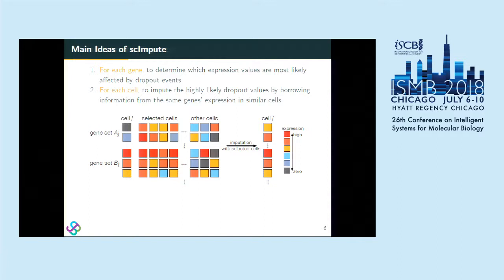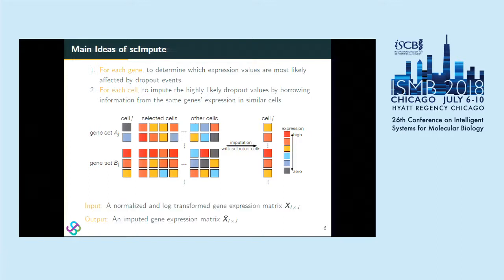For example, if we want to impute the gene expression in cell J, we first divide its genes into two sets, set A_J and set B_J. A_J represents the genes that are highly likely dropouts, and genes in B_J are accurately measured. Then based on set B_J, we find the similar cells of cell J and impute the gene expression of set A_J by borrowing information from these selected cells.